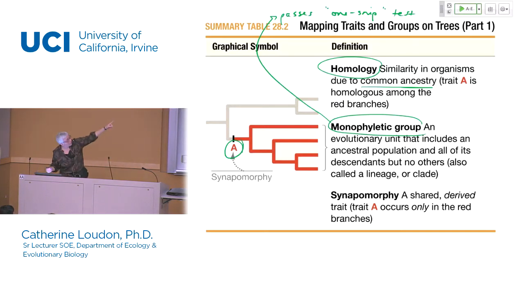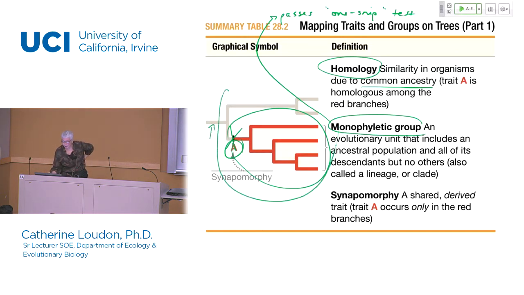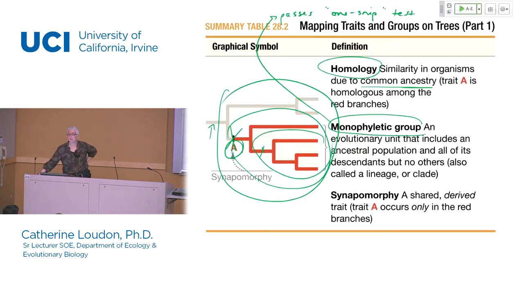So in this particular one shown here in orange, there's where we snip right here. This bit falls off. That's a monophyletic group. We could also snip right here. This is also a monophyletic group. It is a different monophyletic group. Snip right here. This is also a monophyletic group. Any group that includes a common ancestral lineage and all the descendants is a monophyletic group.